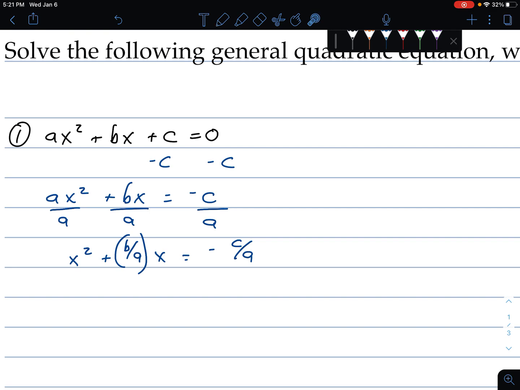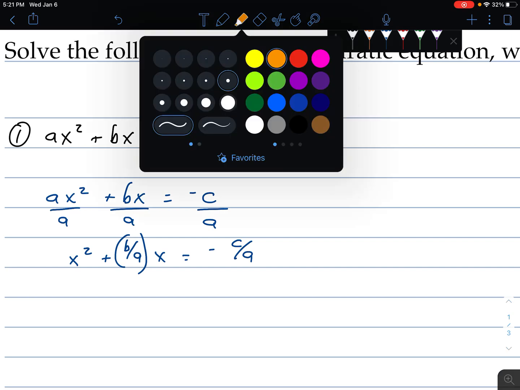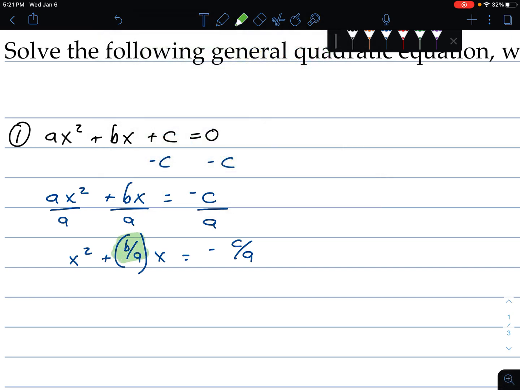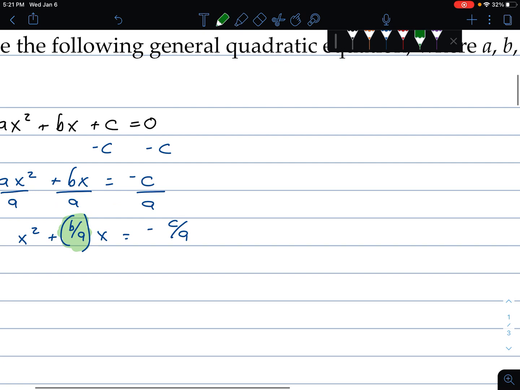Okay, so now here's my 1. Here's my B over A, which is the coefficient of the X. And then here's my negative C over A. Now, just as we saw up above, I take my B value and I divide it by 2. So B over A divided by 2. And then I'm going to square that.